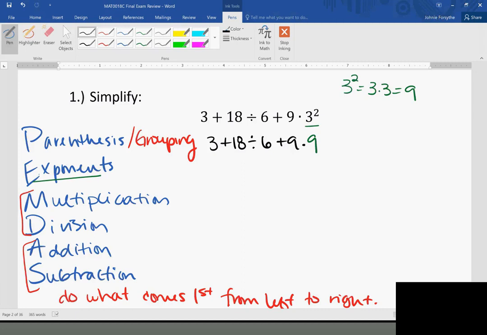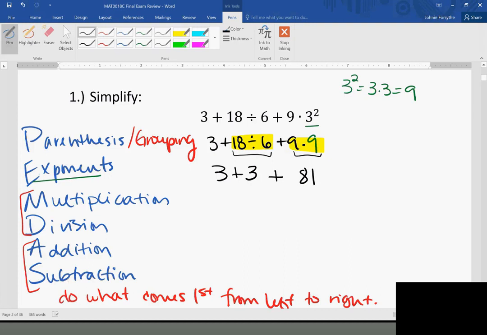Let's look and see if we have any multiplication or division. And we do have both. We have multiplication and division. But like what I have here in the red, you do what comes first from left to right. So that means we're going to do 18 divided by 6, which is 3. And then we have 9 times 9, which is 81. And then we're going to bring down that 3, plus that positive 3, plus 81.